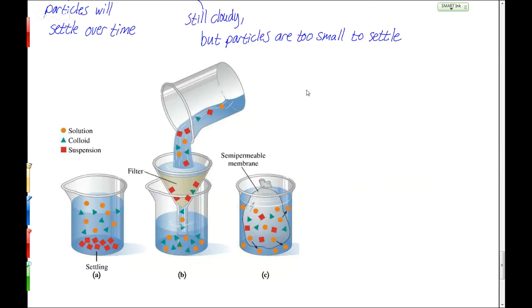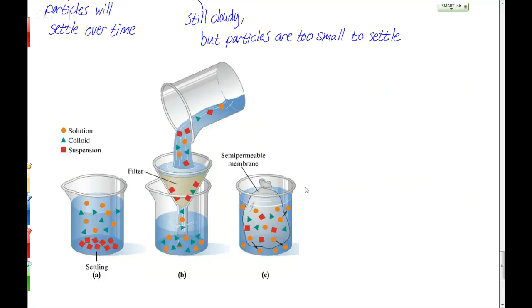Then in B, you could filter this stuff out. So you could pass the stuff through a filter, and you're going to try that. You're going to do this in two weeks in the lab. You can filter out those suspended particles, but again, the colloidal and solution particles do not get filtered out. You might get a little bit of the colloidal particles, which is shown here. But most of them are going to go right through the filter paper because those particles are so small. If you try to filter milk, it doesn't really clear up. It still looks like milk when it goes through that filter paper.